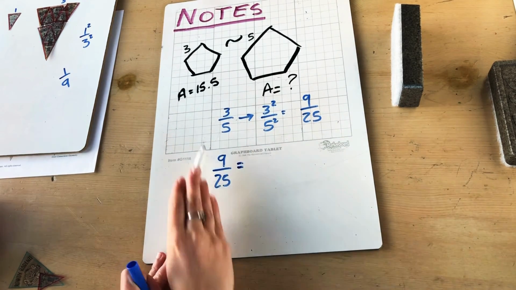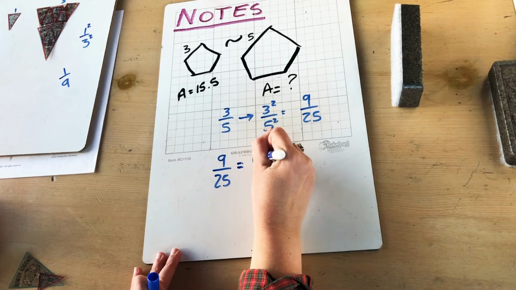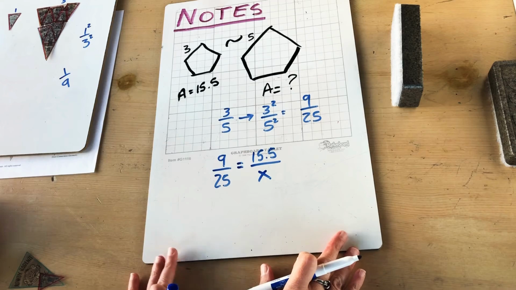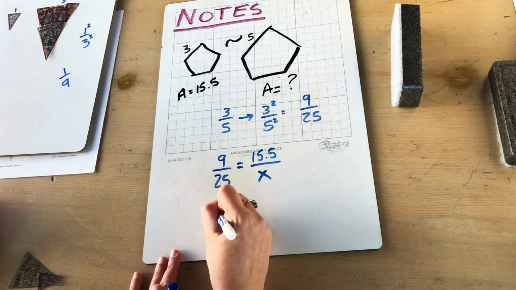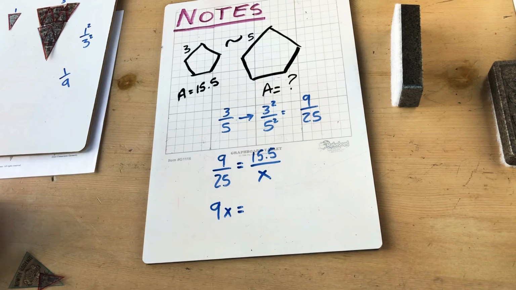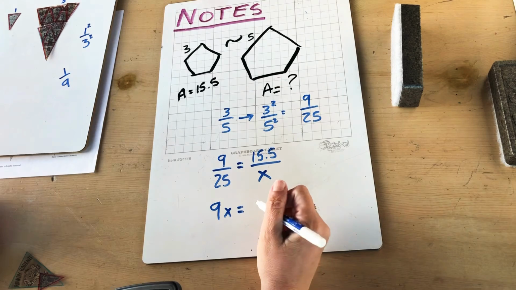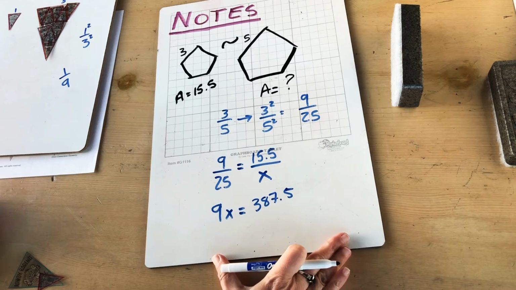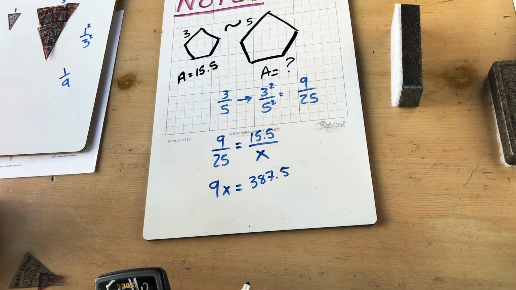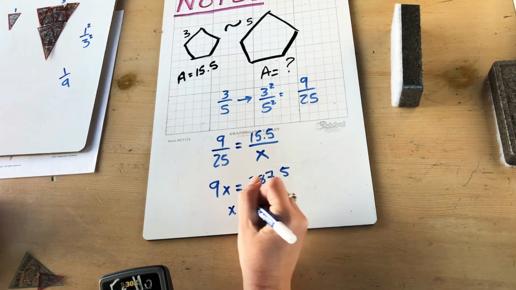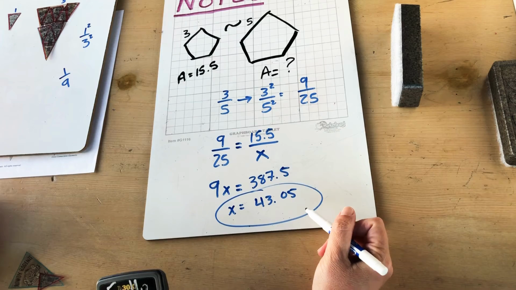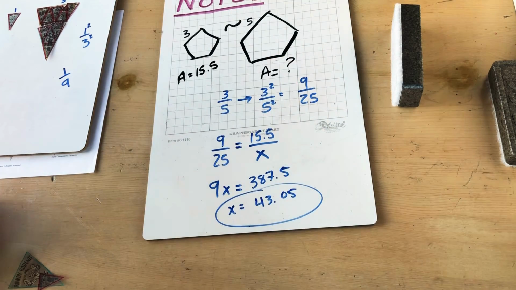So I did little to big, so I'm still going to do little area to big area. I'm going to call it X, call it A, call it whatever you want. Now it's just a big cross multiplying problem. So let's try that. So 15.5 times 25, I get 387.5. And then I'm dividing both sides by 9, and you get about 43.05. Missing area. I don't have to do the 1/2 apothem times perimeter because it's not regular.